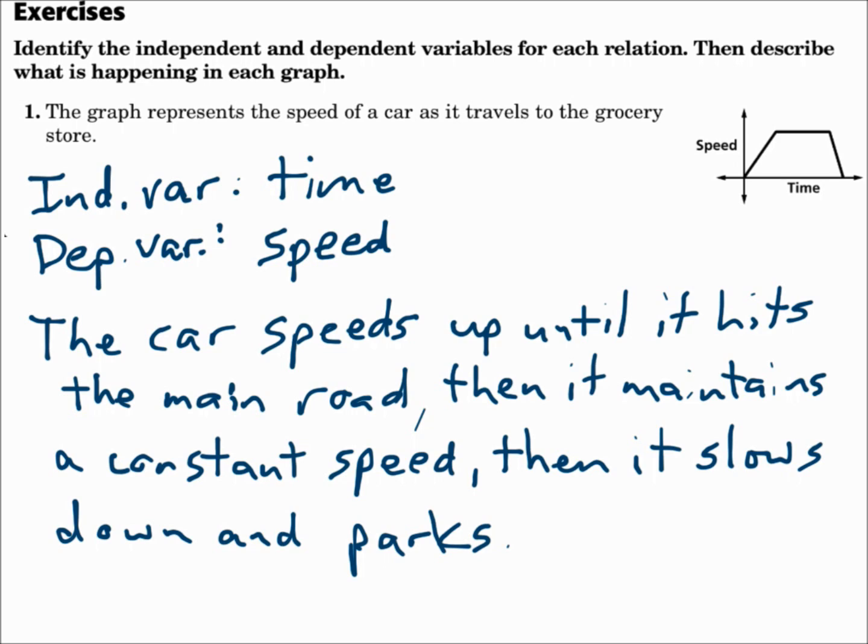Identify the independent and dependent variables for each relation. Then describe what's happening in each graph. The graph represents the speed of a car as it travels to the grocery store. So we have speed and time. The independent variable will be time. Remember, time can't change. If it can't change, it's going to definitely be independent. The dependent variable is speed. So what happens? Well, the car is stopped and then it speeds up until it hits the main road. Then it maintains a constant speed and flattens out there, and then it slows down and parks.